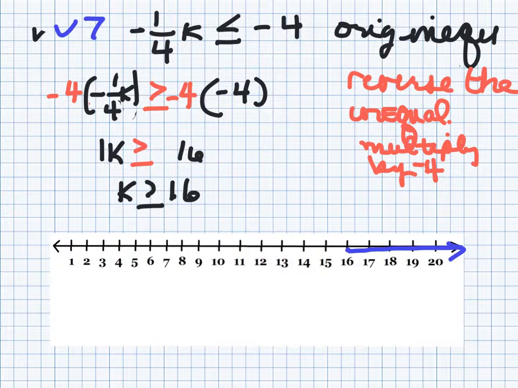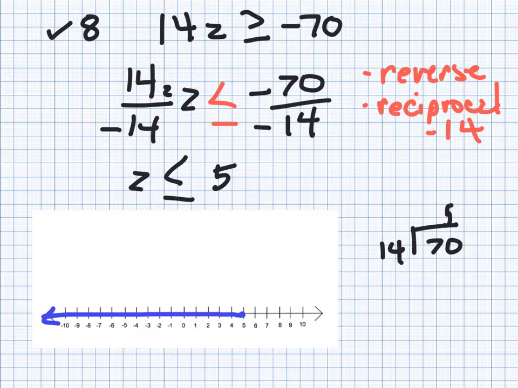I have a closed dot there, and everything is going to the right from 16. On checkpoint 8, it's 14z is greater than or equal to negative 70.